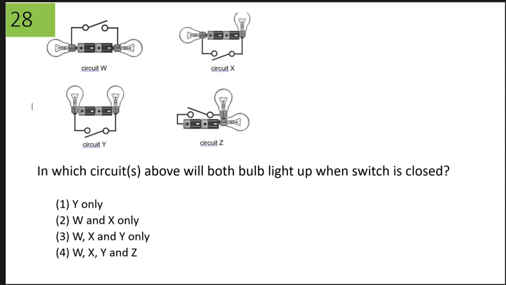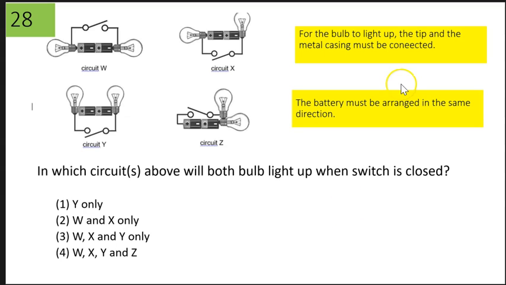Question 28 will be our final question. For the bulb to light up, the tip and the metal casing must be connected. Also, we need to check that the batteries must be arranged in the same direction. Let's look at circuit W and check for the metal casing and the tip. For both the bulbs, the metal casing and the tips are connected. Metal casing, tip, metal casing. Now, let's take a look at the batteries. The batteries are arranged in the same direction. The positive is connected to the negative. So the bulbs in circuit W will light up.